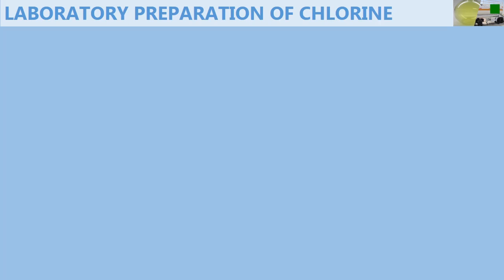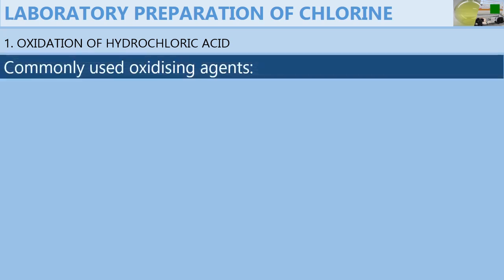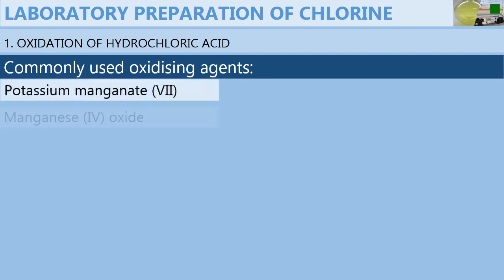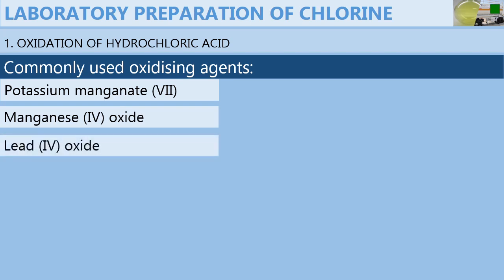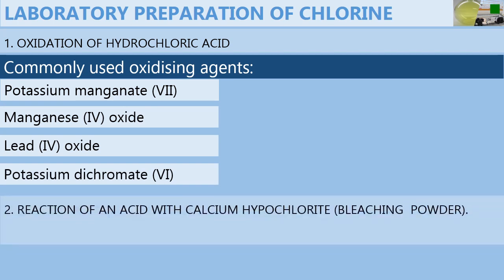Laboratory preparation of chlorine gas. The first method is the oxidation of hydrochloric acid. The commonly used oxidizing agents include potassium manganate 7, manganese 4 oxide, lead 4 oxide, potassium dichromate 6.